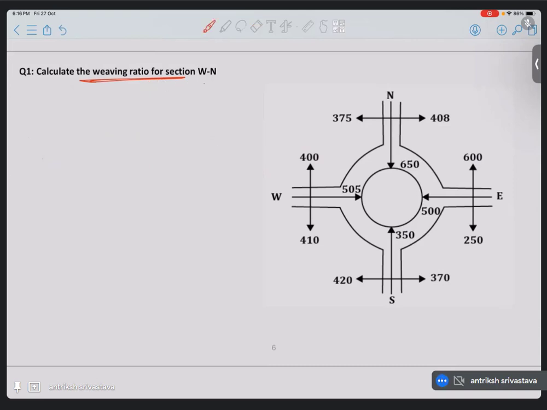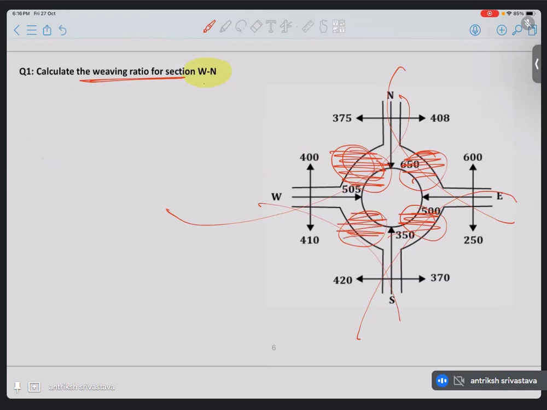Okay, so when you are asked weaving ratio, remember that it is going to be for this kind of intersection. In this question they have asked weaving ratio for the section west to north. So the traffic going from west to north, for this particular section they have asked. Similarly, they will ask north to east, east to south, and south to west. These are the possible locations where the weaving ratio is going to be asked.